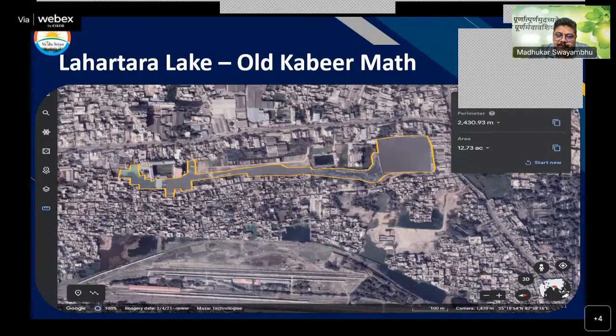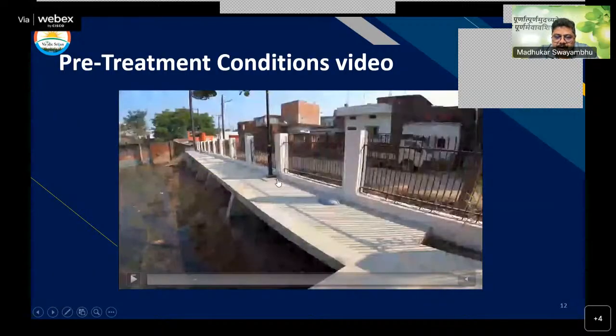When we started the treatment in November 2021, the water body was in such a pathetic condition that you could not stand next to it for even 2 minutes because of the foul smell. There were billions of mosquitoes all around. Now, let me just show you a video so that you are able to relate to it.